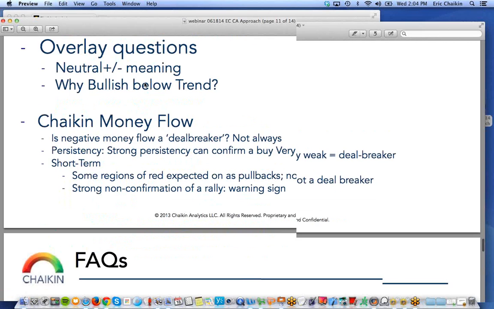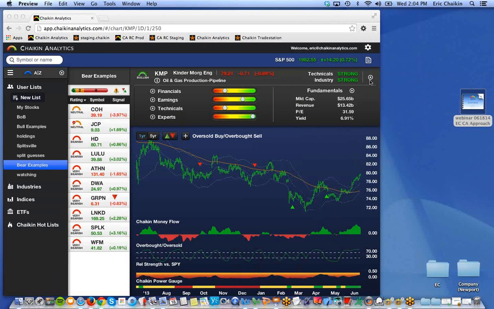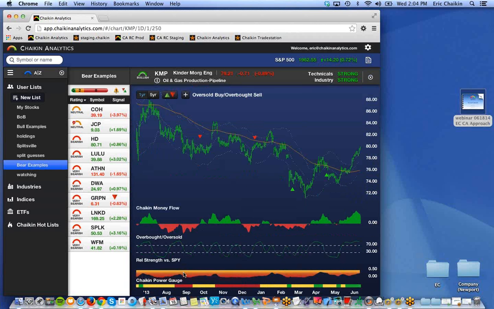We're going to talk real quick about Chaikin money flow. I get a question a lot: is negative money flow a deal breaker? Here's my answer. Not in all cases. I would wait for positive relative performance before I really considered a stock a strong buy. I was just using it as an example of a turnaround in progress. But I would consider significantly persistent underperformance to be a deal breaker. I wouldn't especially consider a little negative money flow to be a deal breaker.